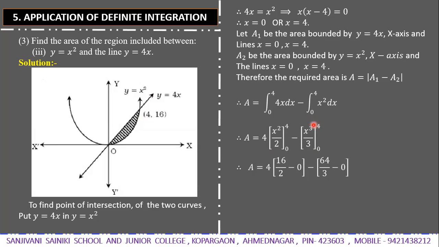After putting the lower limit it is 0, so no problem. Put the upper limit: 4 square is 16 and 4 cube is 64. So 4 into 16 upon 2 minus 64 upon 3 is nothing but 32 upon 3 square units. This is the required area of this shaded region, or the area included between the two curves.